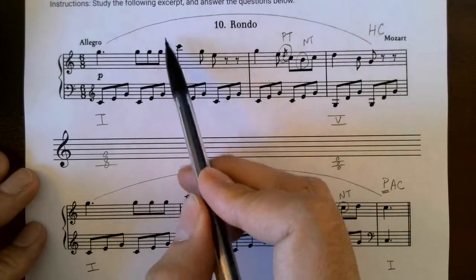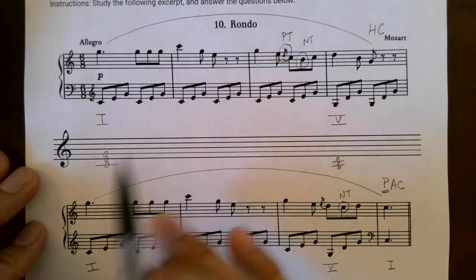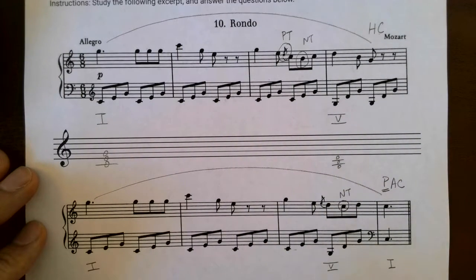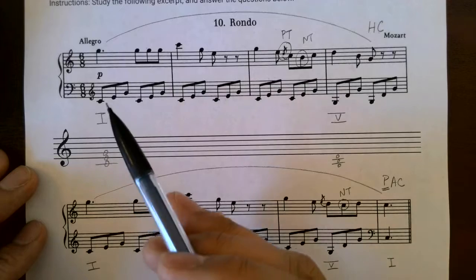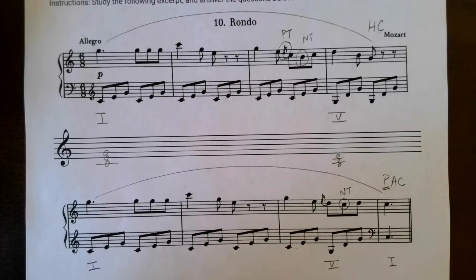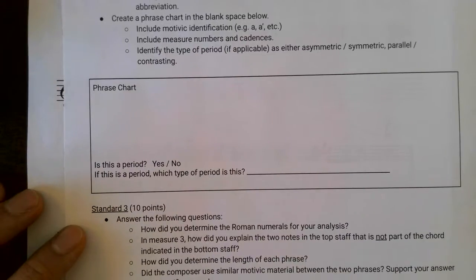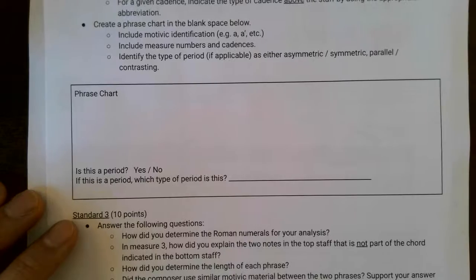Again, you're not going to write HC, HC, HC every bar, for example, because again, we're looking at a cadence point that is at the end of a phrase. So we're thinking about phrases as the unit that ends with a cadence. If there's no cadence, then there's no phrase. This is also related to the second task I wanted you to do, which is to create a phrase chart.